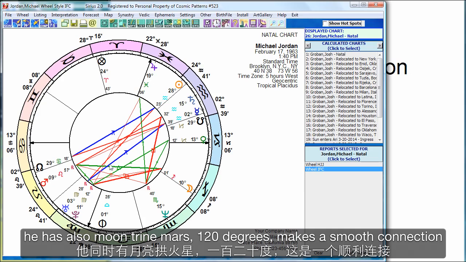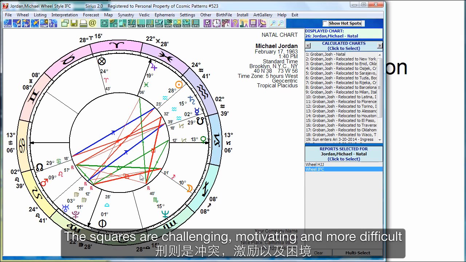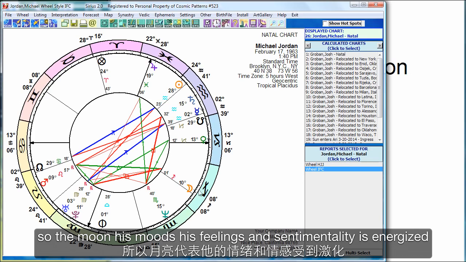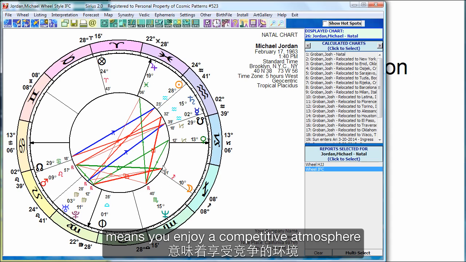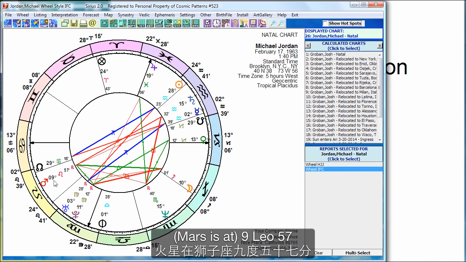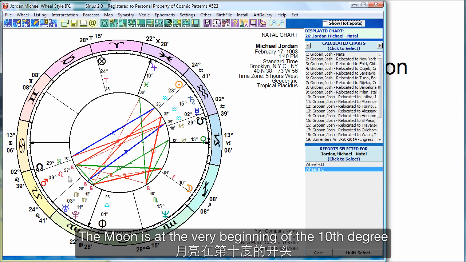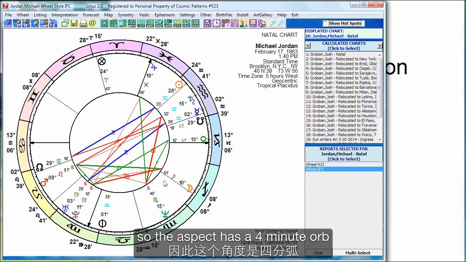He has also moon trine Mars. 120 degrees makes a smooth connection. So in this software, the default is green, showing that it's smooth. The squares are challenging, motivating, and more difficult. So the moon, his moods, his feelings, his sentimentality is energized. It means you enjoy a competitive atmosphere. I find a lot of athletes have moon Mars aspects because they enjoy the competition. And this is very exact. 9 Leo 57, there's 60 minutes in a degree, right, almost at the end of the 9th degree. Moon is at the very beginning of the 10th degree, and so it's a 4-minute orb.